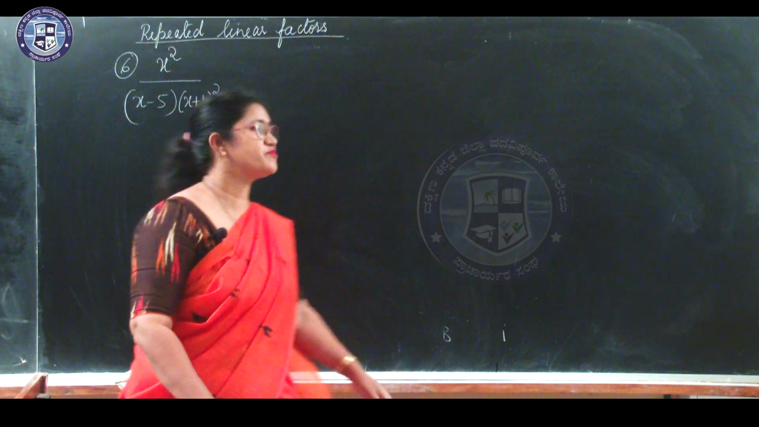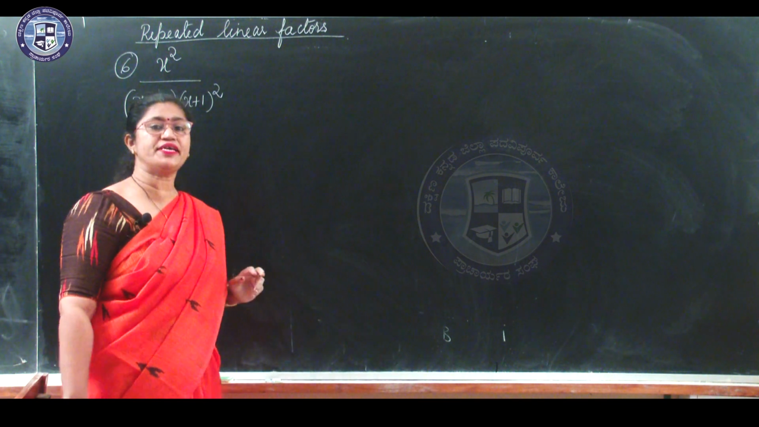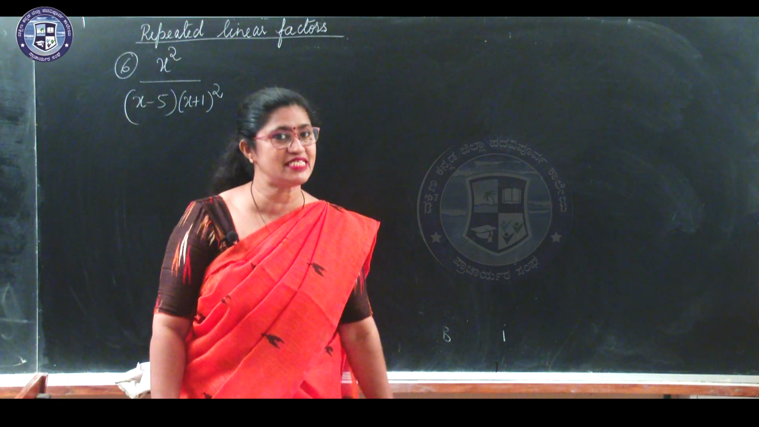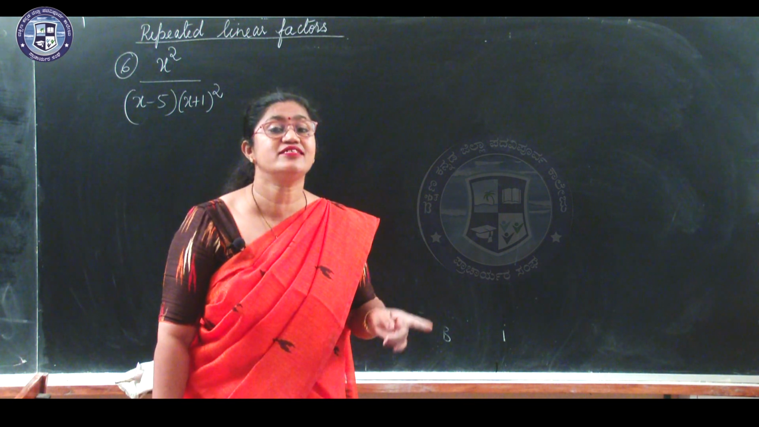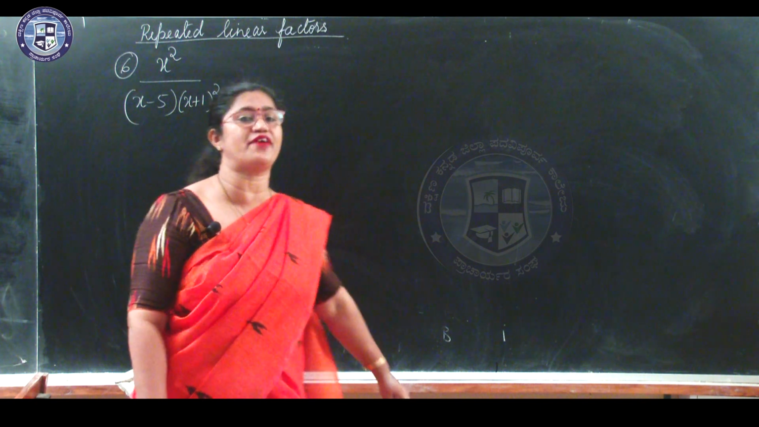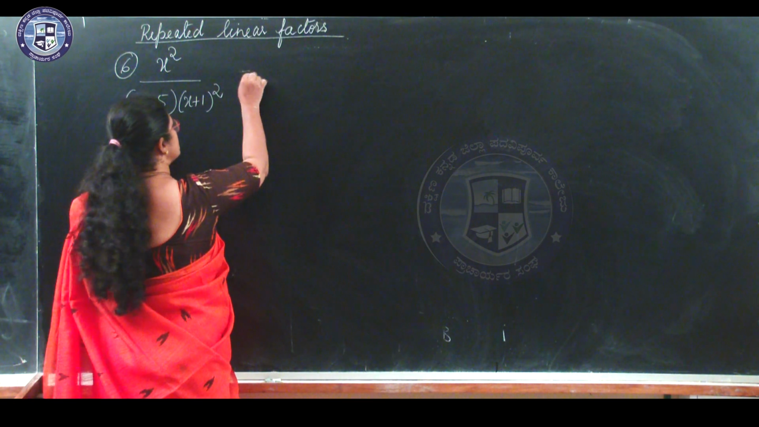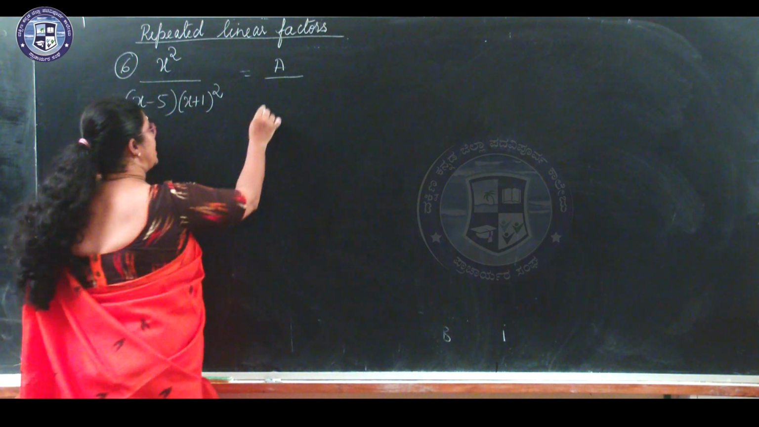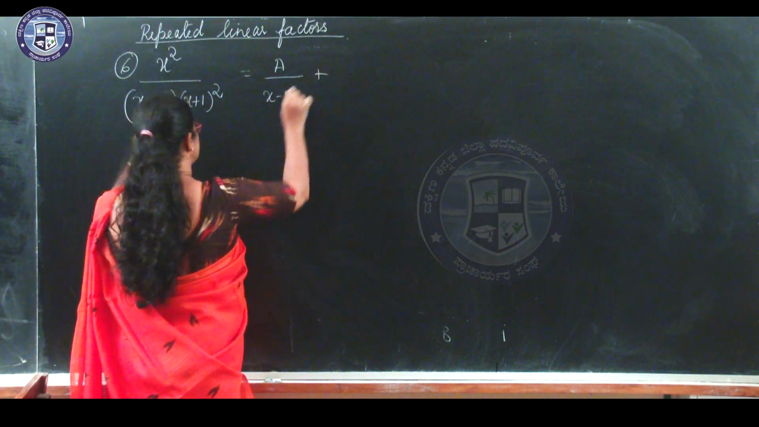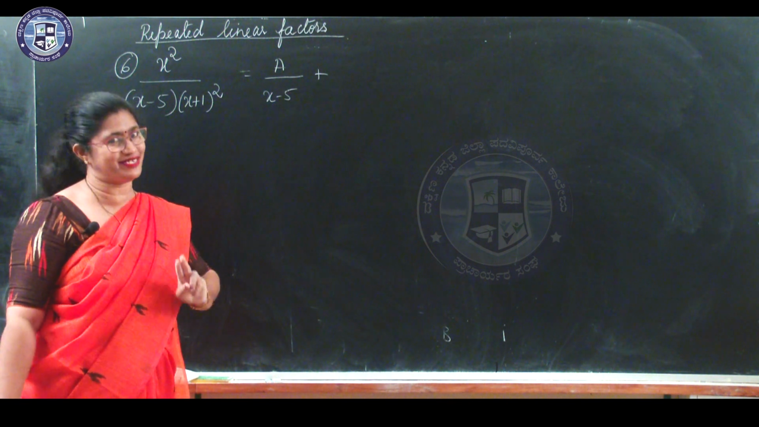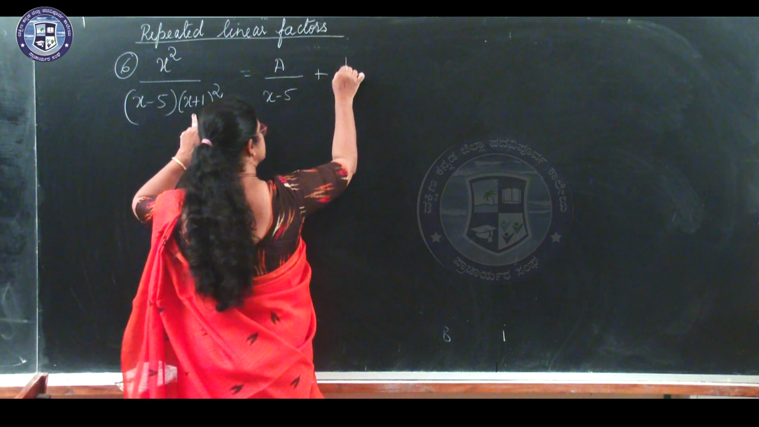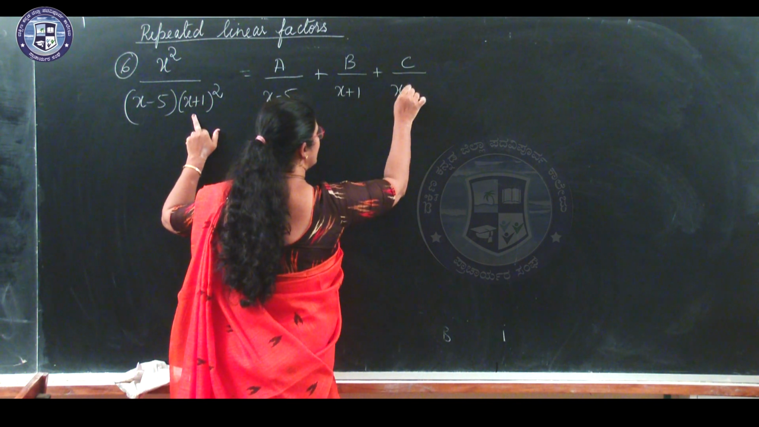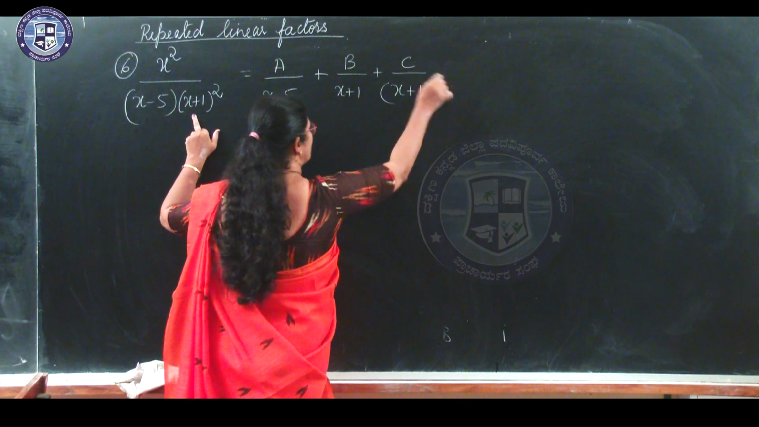Question number 6, x square by (x minus 5) into (x plus 1) the whole square. Again we can see one linear factor, another linear but repeated factor. So, now we know how to split this or resolve it into partial fraction. A by x minus 5, now this is repeated twice, so I need to write it twice. So, write it as b by x plus 1 plus c by (x plus 1) the whole square.